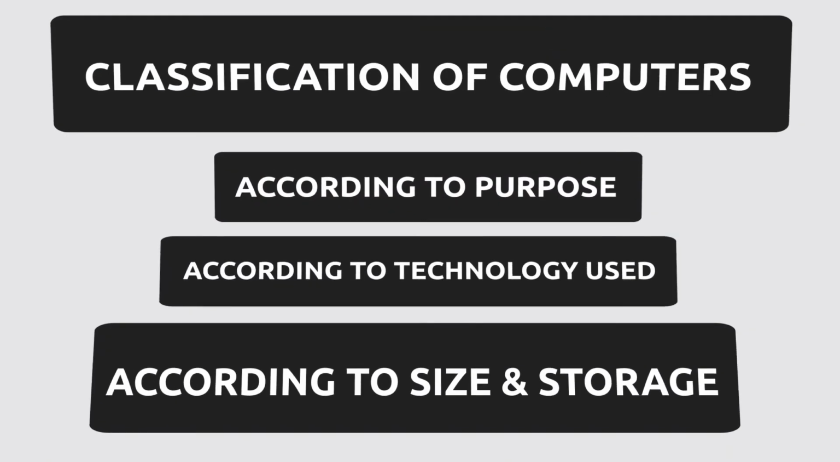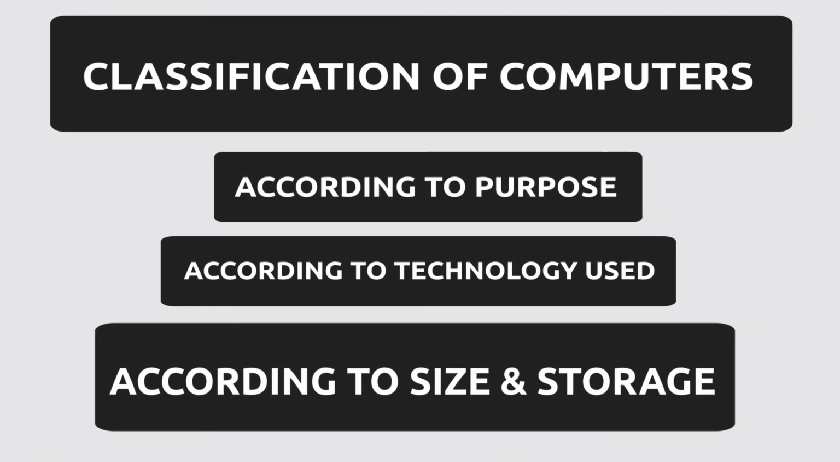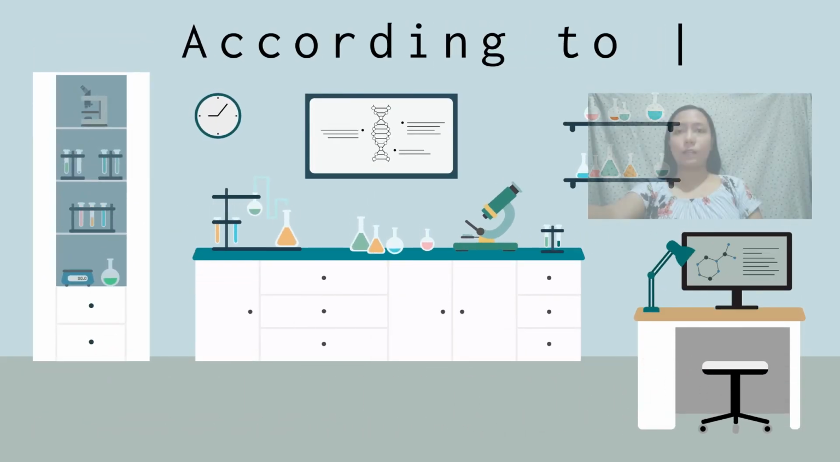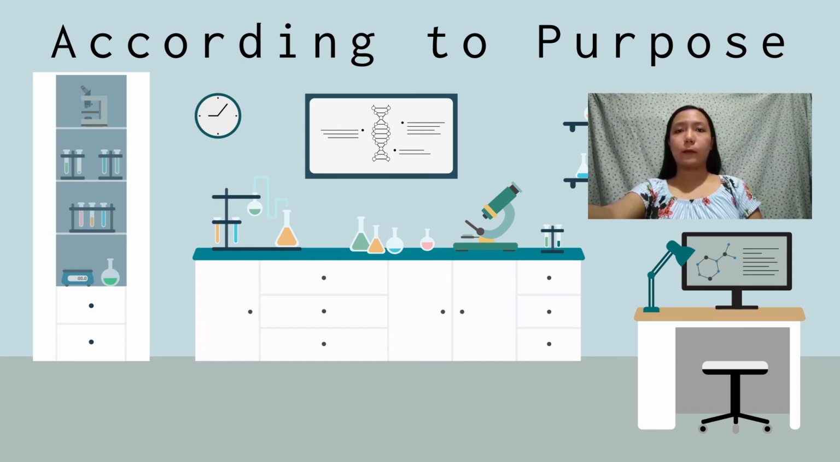There are three classifications of computers: computers according to purpose, according to the technology used, and according to their size and storage. First, I will explain the computers according to their purpose.